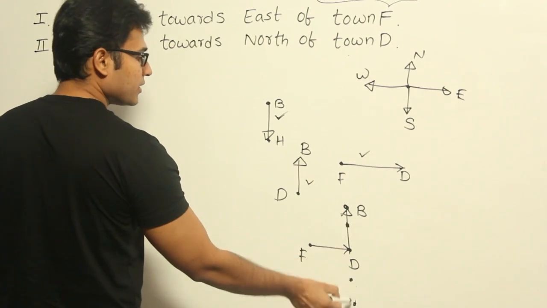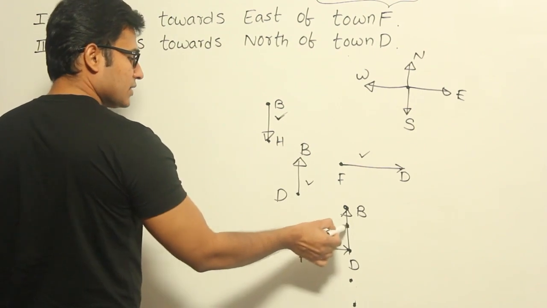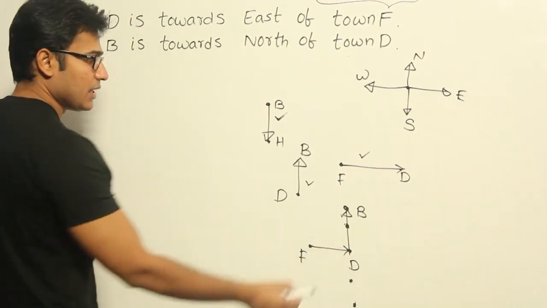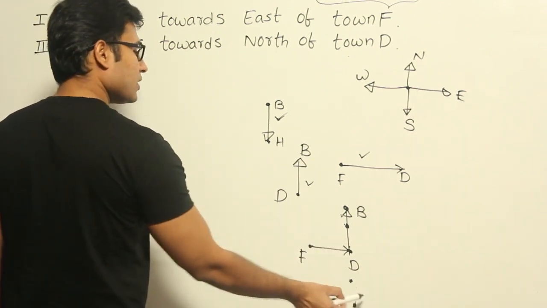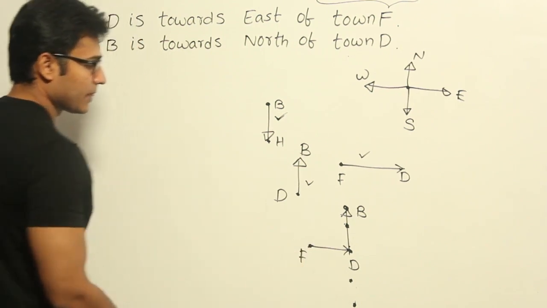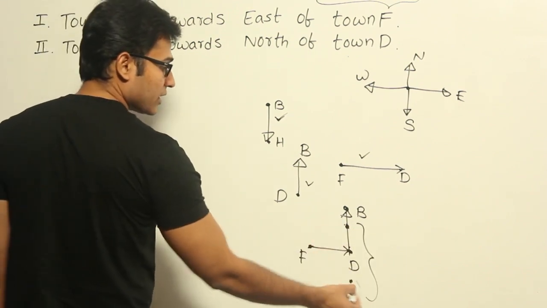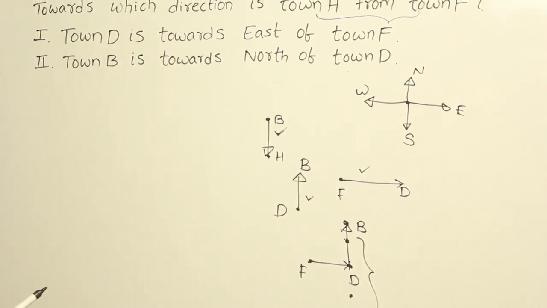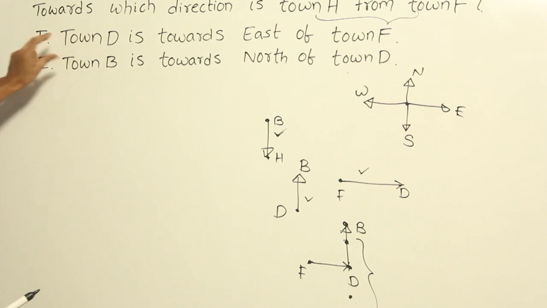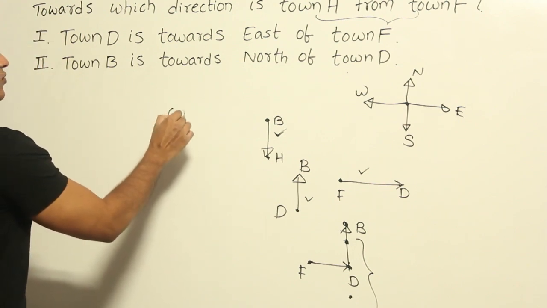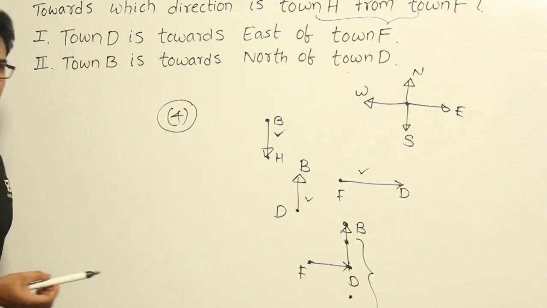If H happens to be here, then H is located at the northeast of F, isn't it? If it is present here, then you can say that it is on the east side, right? Or if it is present down, then you can say that it is located in the southeast. But then we will not be able to say where exactly it is located. Therefore we will not be able to say anything either by using only statement number 1 or statement number 2 or by combining both of them. So the relevant option will be 4. What does 4 say? 4 says that we will not be able to answer it even by using the information present in both statement number 1 and 2, right?